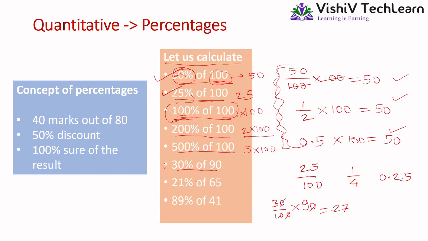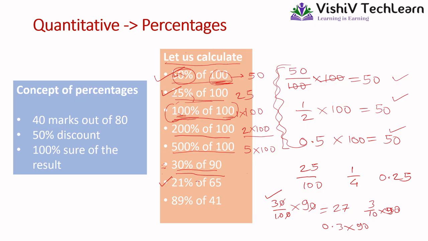So this can be one way, or 30% can be 3 by 10 multiplied by 90, which is the calculation we have to do, or 30% can be 0.3 into 90, correct? So whichever method is suitable for you, you can use it. So that will be the calculation for 30% of 90.